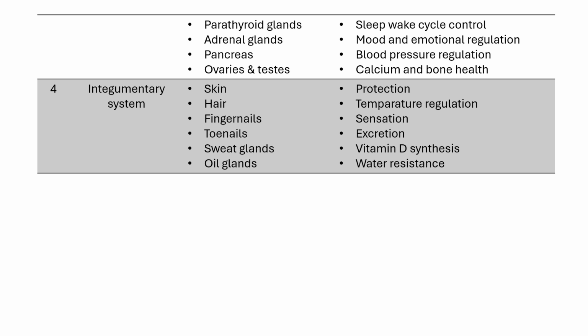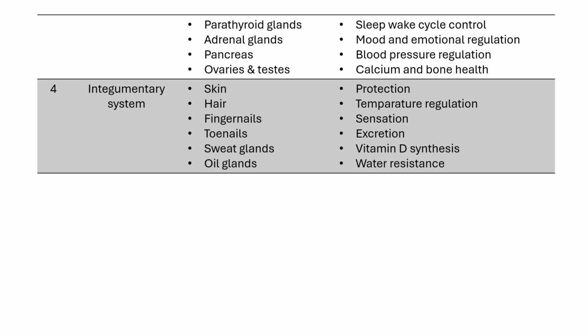We'll see the functions. Main function is protection. Our skin acts as a barrier to protect our body from external infections, injuries, harmful UV rays from the sun, and dehydration, these and all. Next is temperature regulation. So usually when we are in very hot climatic conditions, we will sweat more. The process of sweating is done by our skin to help to control our body temperature.